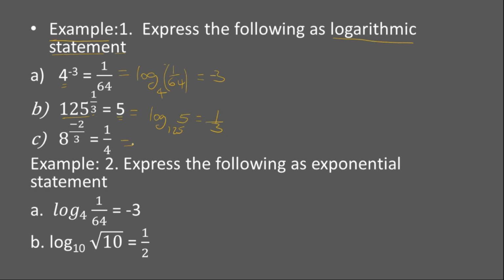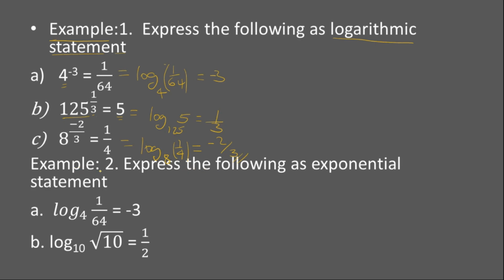For the third part, 8 to the power of -2/3 gives 1/4, which means the logarithm of our product, 1/4, to the base 8 is equivalent to the exponent, -2/3. This is our final answer.